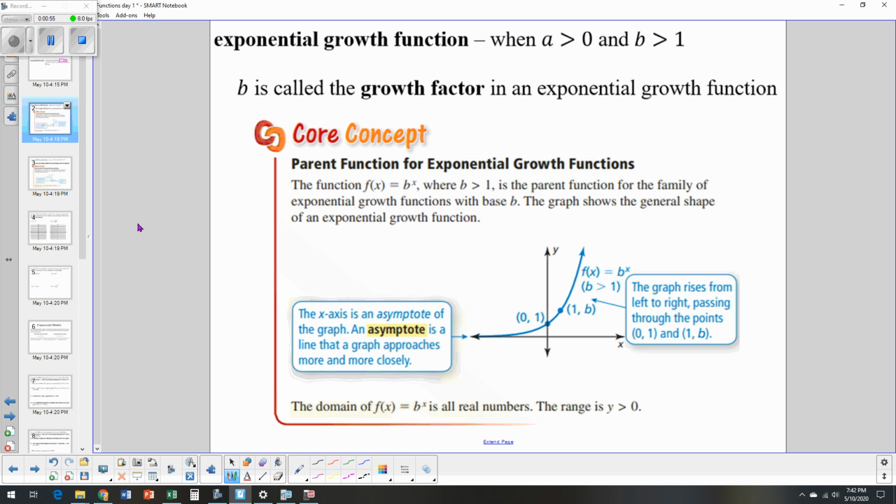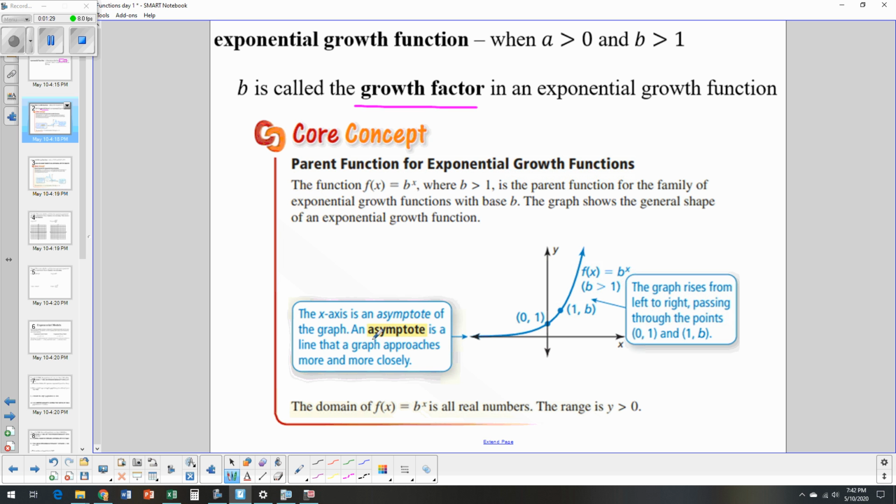So now we have exponential growth. That's when b is bigger than 1. And again, a, we're only looking at really positive values of a. We call b the growth factor in an exponential growth function. The parent function, they're only looking at b to the x, so that would be a is 1, would look like this. It's rising from left to right. It goes through the point (0, 1) and (1, b). So whatever that value was that was being raised to the x power, it'll be (1, that value).